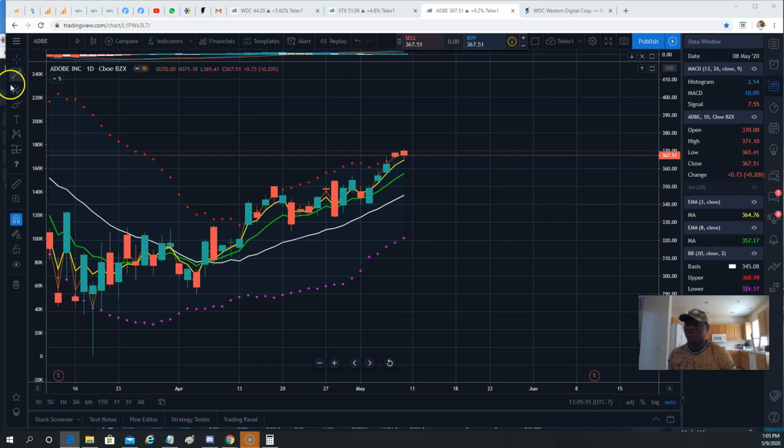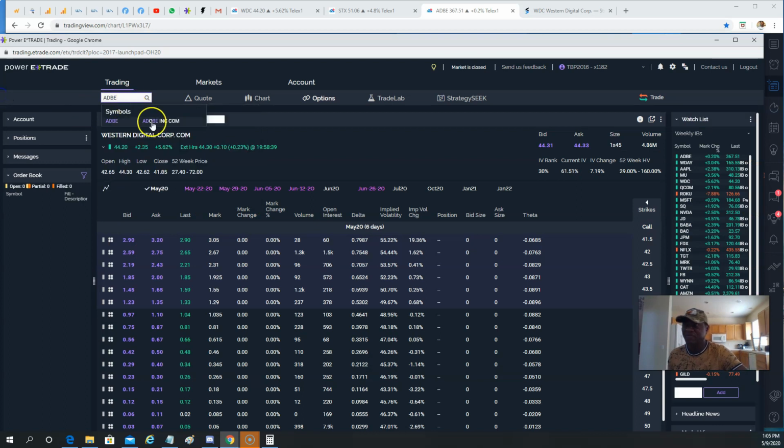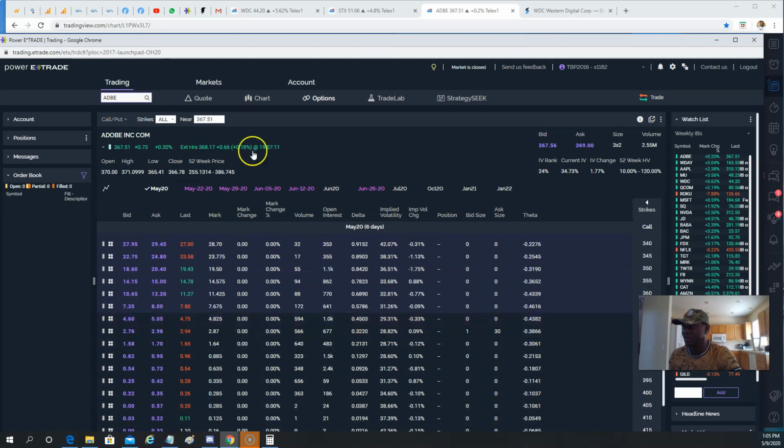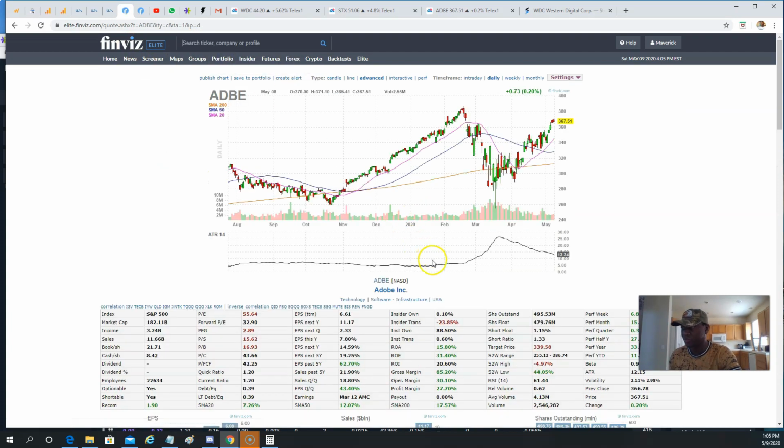So for us here, on Adobe, since we don't have the May 8th one, let's use the call side. Well, first of all, let's take a look at what Adobe's ATR is. ATR stands for average true range. That's the measure of the stock's daily movement. When the stock market was really wild in March, the ATR on Adobe peaked at over $25 per day. $25 per day. Right now it's coming down to $13 or so. Imagine a stock that's moving $13.